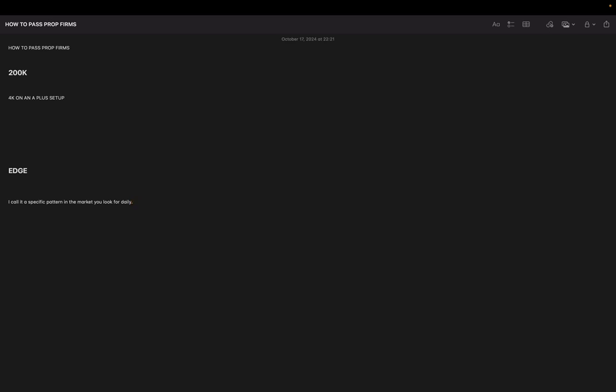Now, how do you look for these types of specific patterns, and how do you determine what is an A plus setup? A plus setup, A setup, and a B. Now, if you guys have, first, the bare minimum here is understanding liquidity.